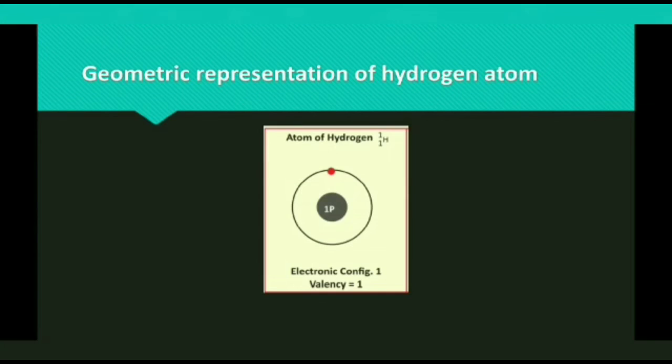Okay students, next one, geometric representation of the hydrogen atom. So here the hydrogen atom, hydrogen 1 1. Here the subscript is equal to 1, then the superscript is also 1. So the subscript denotes the atomic number, and the superscript denotes the mass number. So the atomic number and mass number are also 1. Electronic configuration 1, because only 1 electron is present in the outer shell.